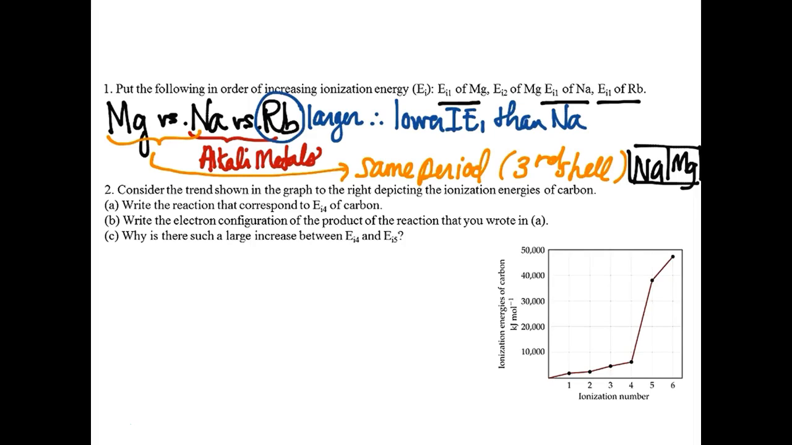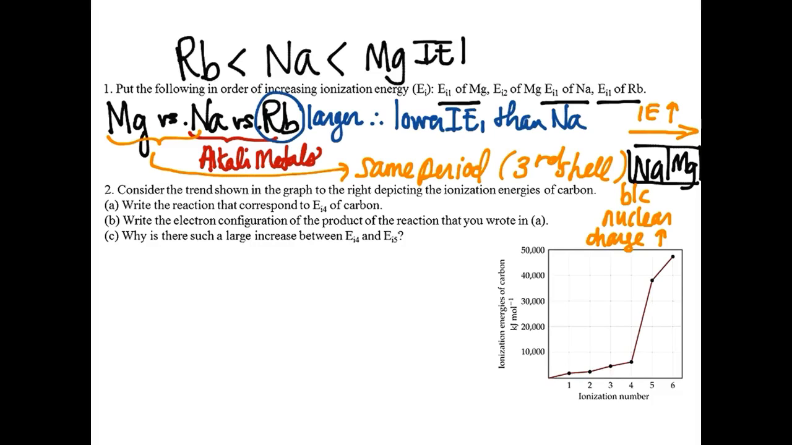Now magnesium and sodium are in the same period. They're both in the third shell. Magnesium is just to the right, and we've learned that ionization energy increases as you move to the right because the effective nuclear charge goes up, but they both have the same shell. That electron being removed is the same distance from the nucleus, essentially. It's actually a little closer for magnesium, because magnesium is smaller. So ionization energy goes up as we move across because effective nuclear charge goes up, which means magnesium definitely has a higher first ionization energy than sodium, which is higher than rubidium.